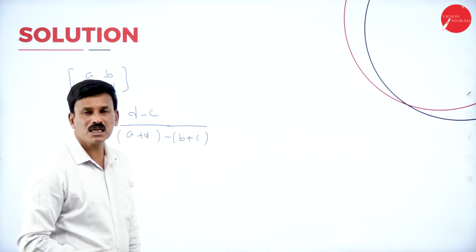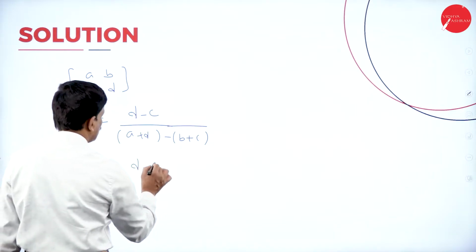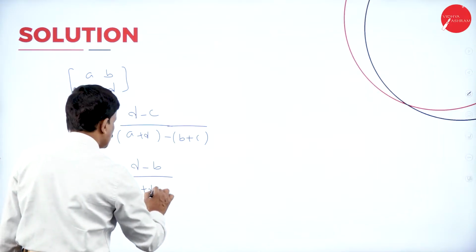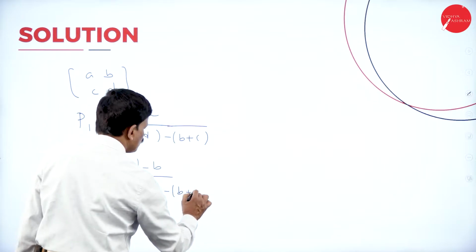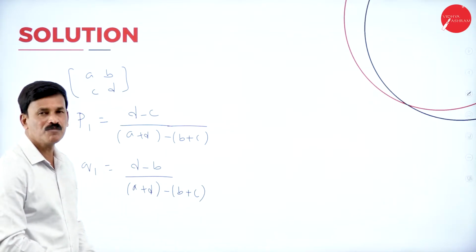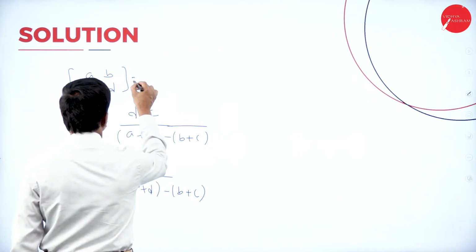Now similarly to find Q1, the numerator is same. D minus, instead of C it is B. D minus B divided by, the denominator is same, A plus D minus B plus C. So these are the two formulas which we are going to use to find the value of P1, P2, Q1 and Q2.